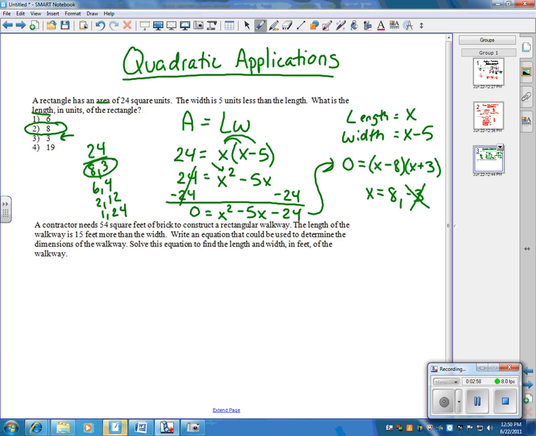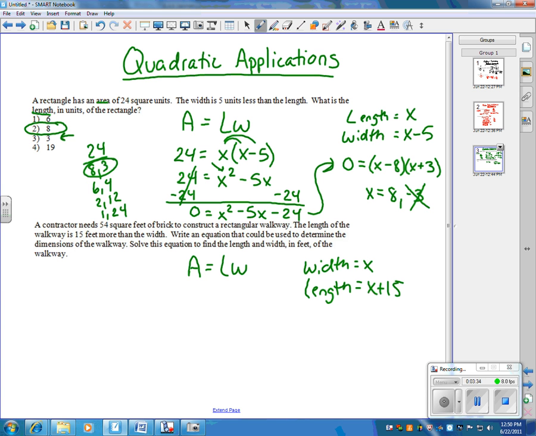Now the next one says the contractor needs 54 square feet of brick to construct a rectangular walkway. So square feet refers to area. So another area question. So we're going to have to use length times width again, because we're using a rectangular walkway. It says the length is 15 feet more than the width. So for this one, if width is x, similar to the last one, length is going to be x plus 15. They want us to give us an equation, and then we got to find out the length and width.